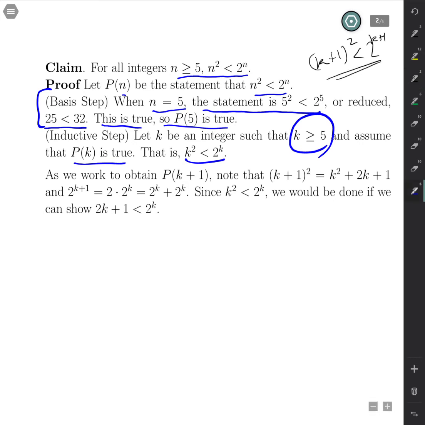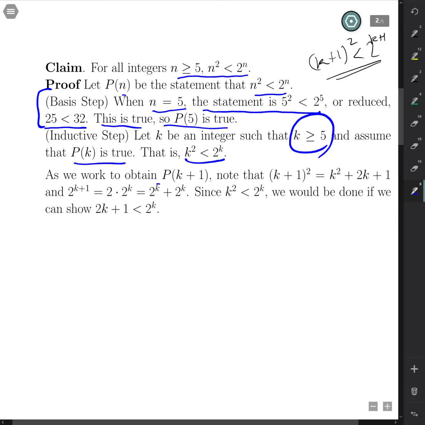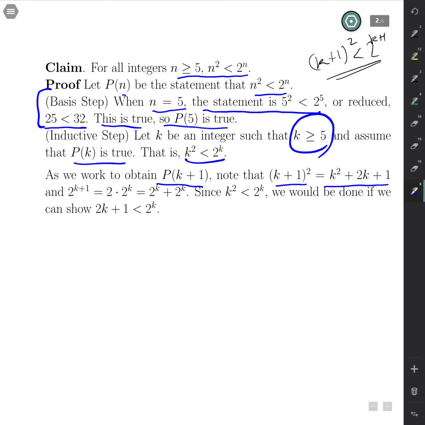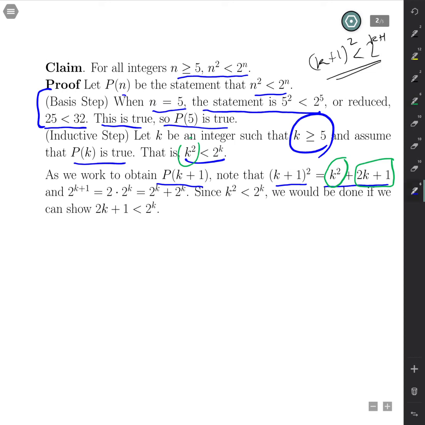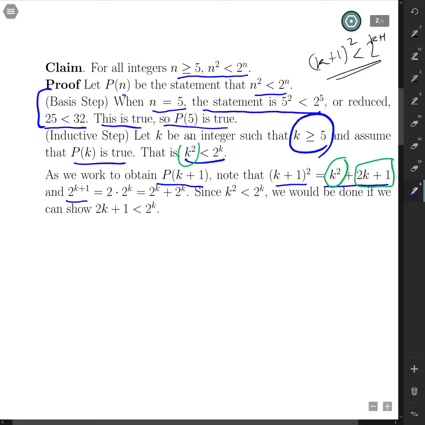So in the proof itself, as we work to obtain P of k plus 1, let's note that (k plus 1) squared is k squared plus 2k plus 1. That will be helpful because we can see part of what we already know, and part of what we don't already know. At the same time, we know that 2 to the k plus 1, the other side, is equal to 2 times 2 to the k, and I do it that way because we know something about 2 to the k. That's equal to 2 to the k plus 2 to the k.